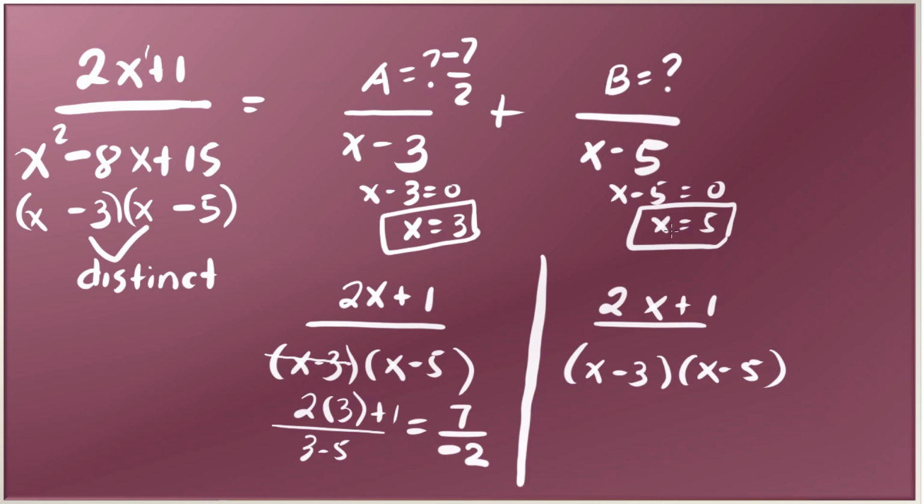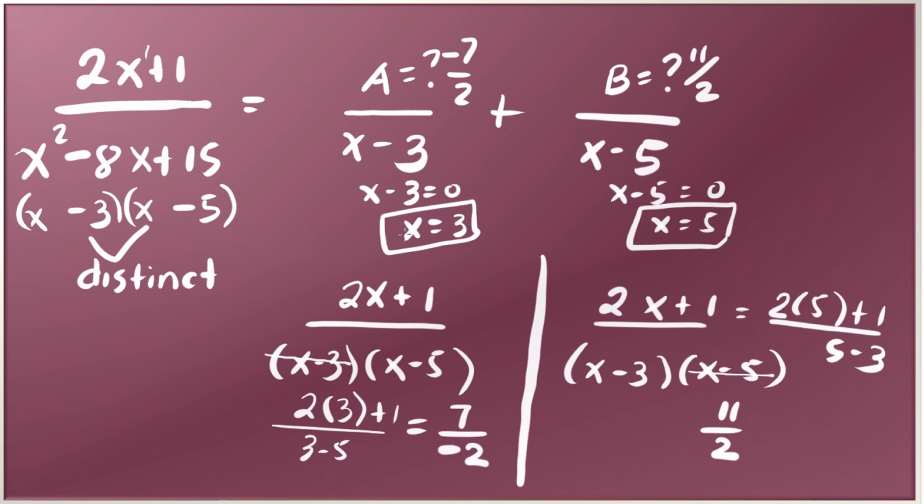On the second column, our x here is 5. That will make this part of the expression undefined. So we're going to cancel this x minus 5 before we plug in the value 5 to x. Let's go ahead and plug in the 5. So that's 2 times 5 plus 1 over 5 minus 3. So 10 plus 1 is 11 over 2. That's the value of B.